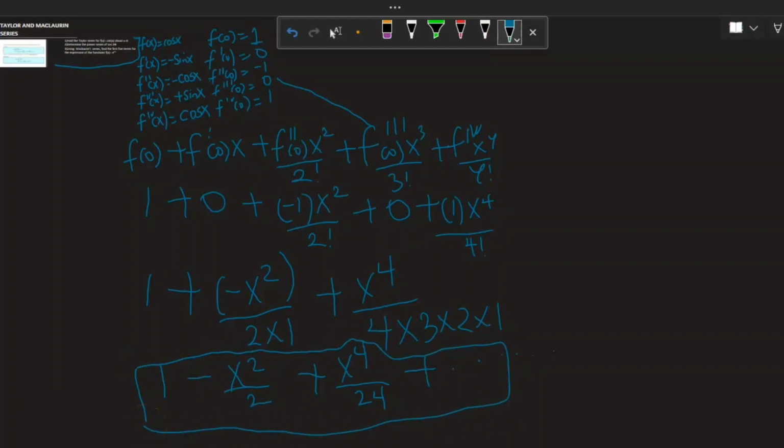So this is tending to infinity. If we were asked to look for the fourth term or the third term, then we can stop at that term. But because we were asked for the Taylor series of cos x, this is tending towards infinity. Now let's take a look at the second example.